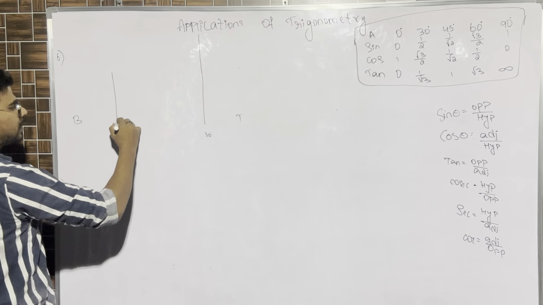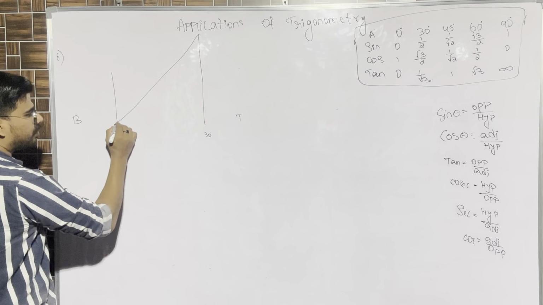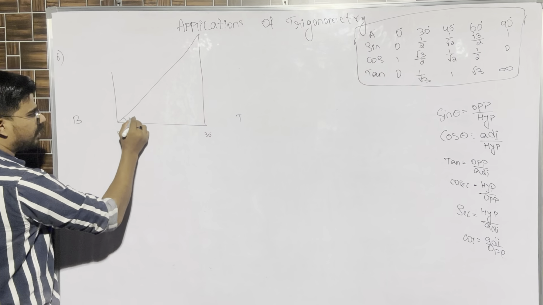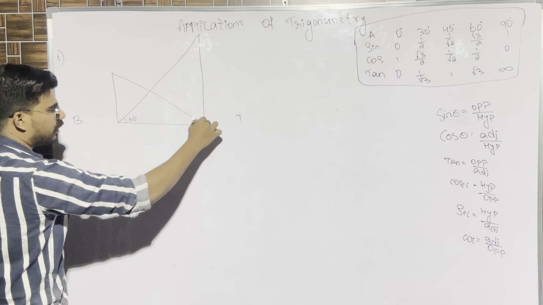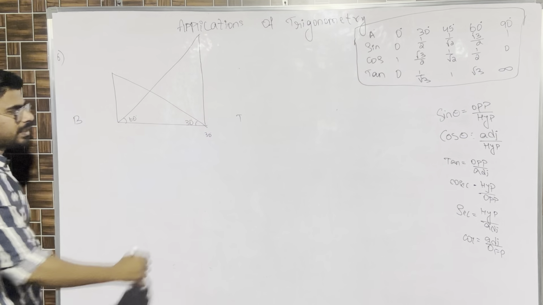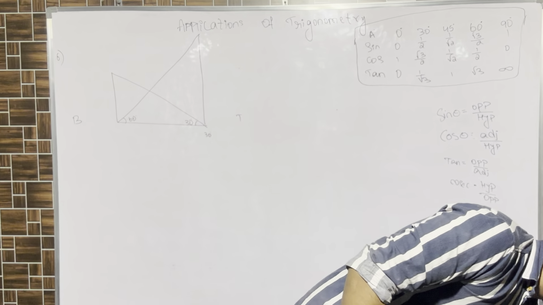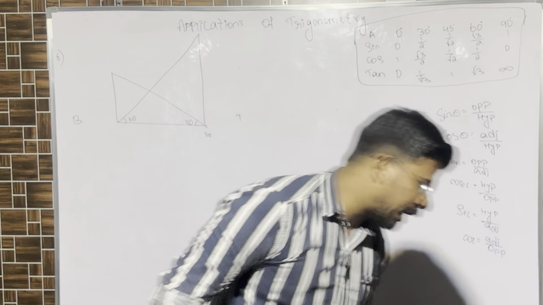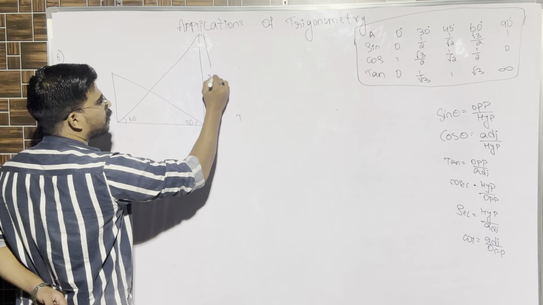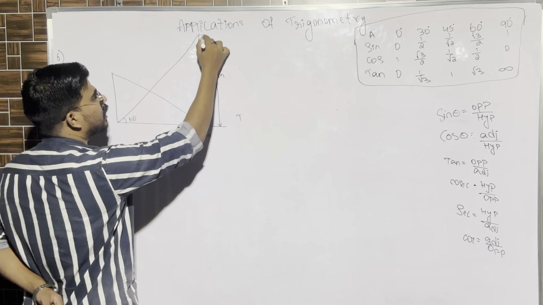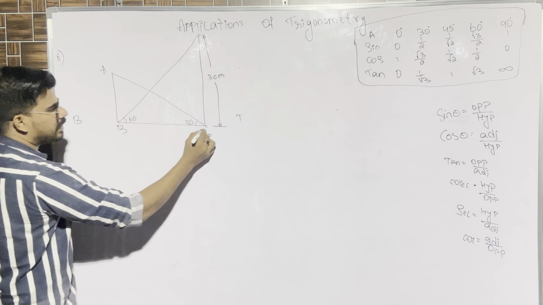Tower is taller. Now draw lines. This is the line, foot of the building, top of the tower. How much is it? 60 degrees. Next, foot of the tower, top of the building, 30 degrees. And if the tower is 30 meter high, height of the tower is 30 meter. We have to find the height of the building. Now let us name it A, B, C, D.